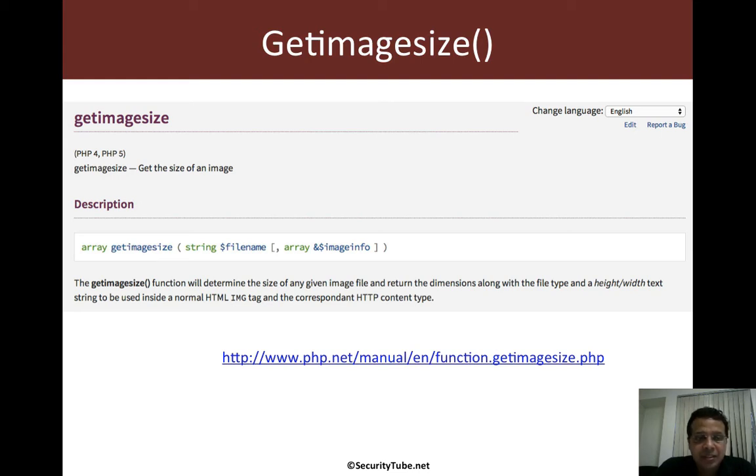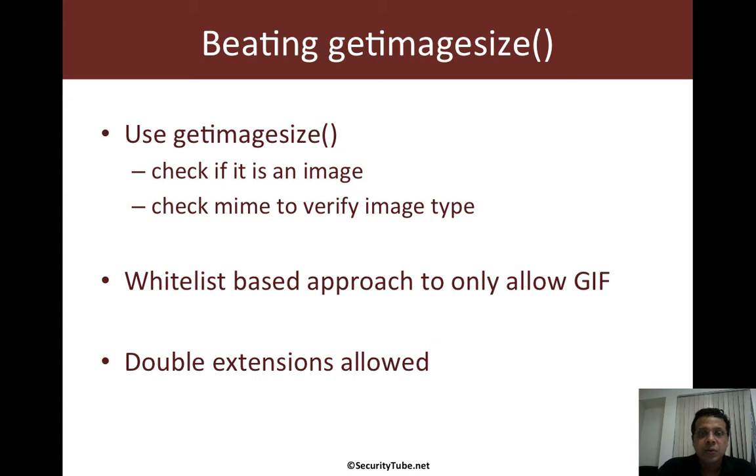Now, getimagesize finds out the size of a given image and also sends back a ton of other attributes. Depending on what the developer wants to do, he can figure out the width, the height, the MIME type, and a couple of other interesting things. Now, why is this difficult to beat? Simply because even if you had double extensions allowed in PHP and on the web server, you would not be able to just rename a PHP file and beat this check. So let's go ahead and try this out.